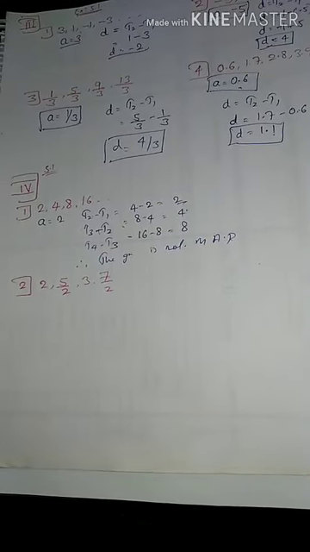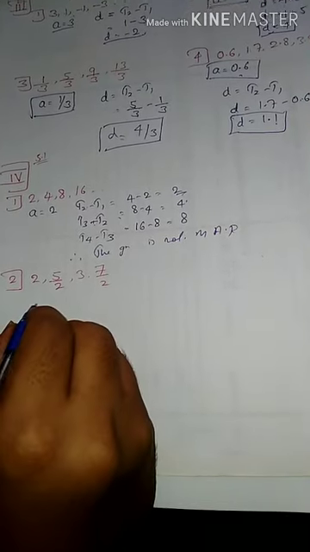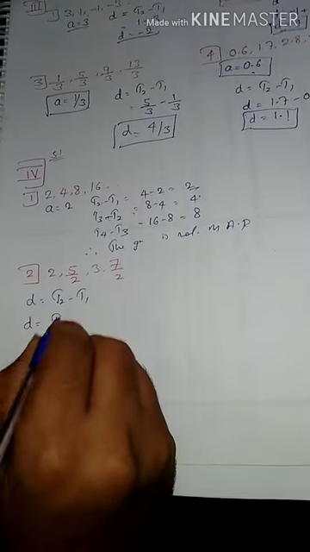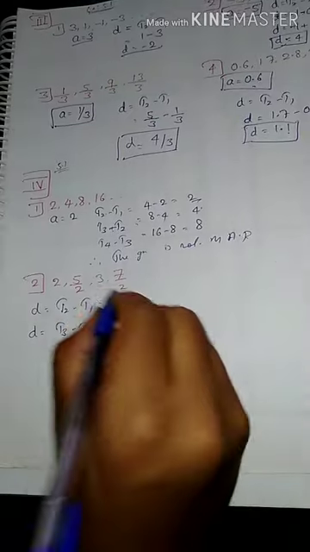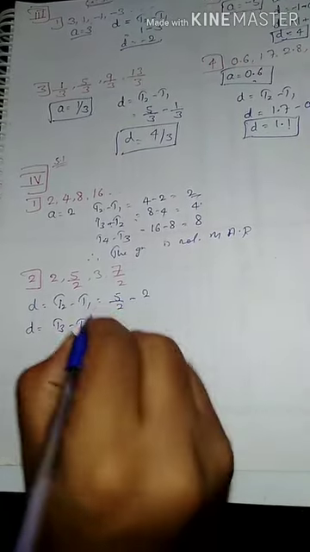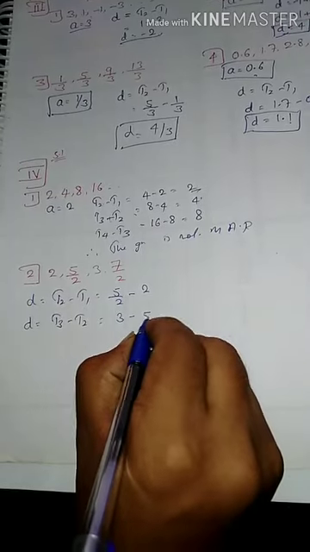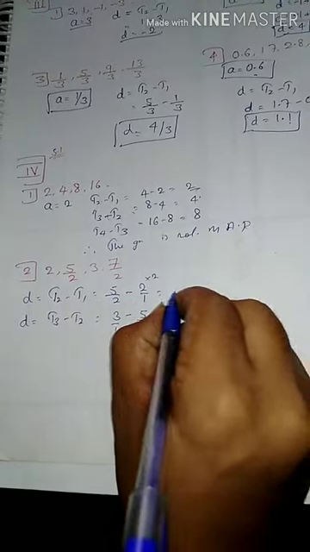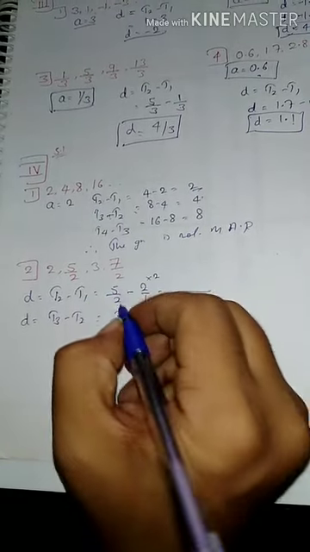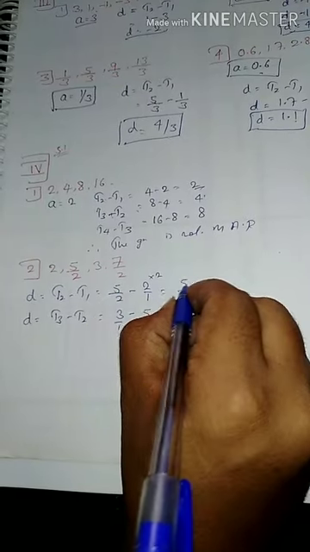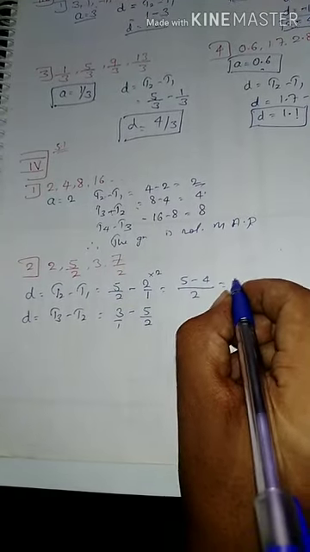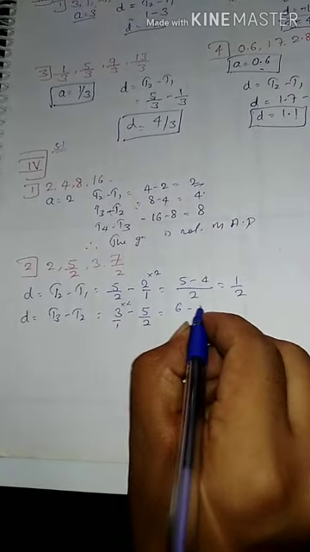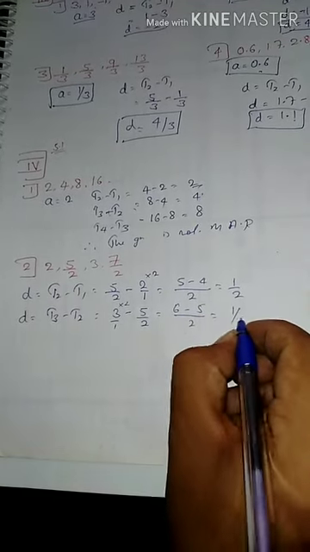So we have to find the common difference, T2 minus T1. d is equal to t2 minus t1 and d is equal to t3 minus t2. t2 is 5 by 2 and t1 is 2, so the LCM is 2 here. 5 minus 4 is equal to 1 by 2. Then t3 minus t2: 3 is 6 by 2, 6 minus 5 by 2 is equal to 1 by 2.